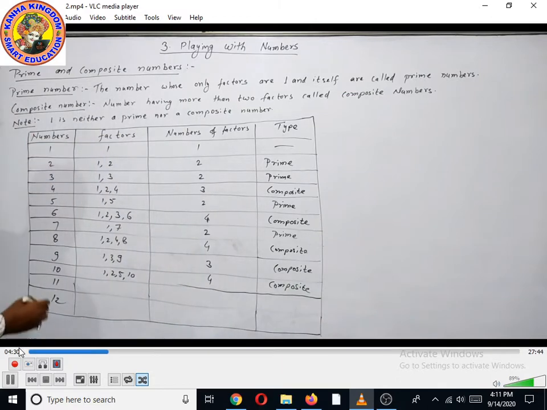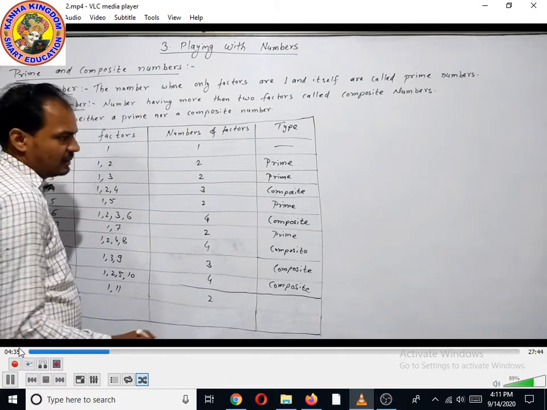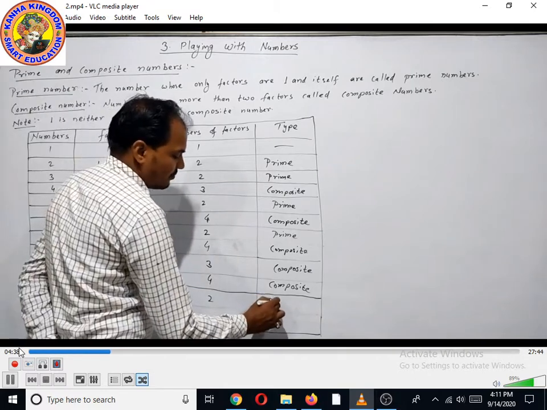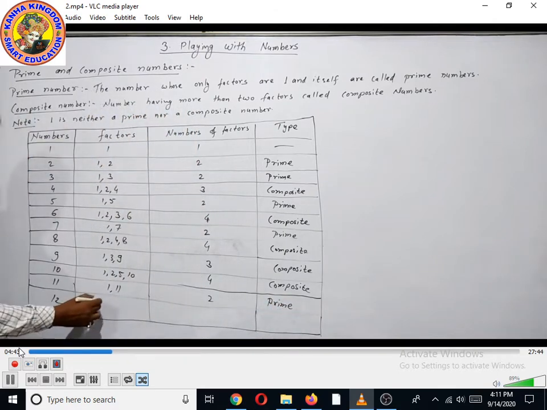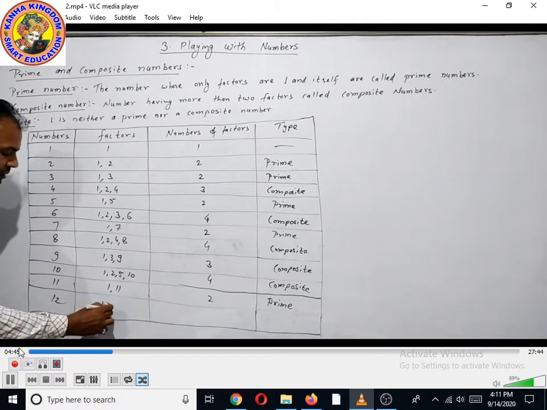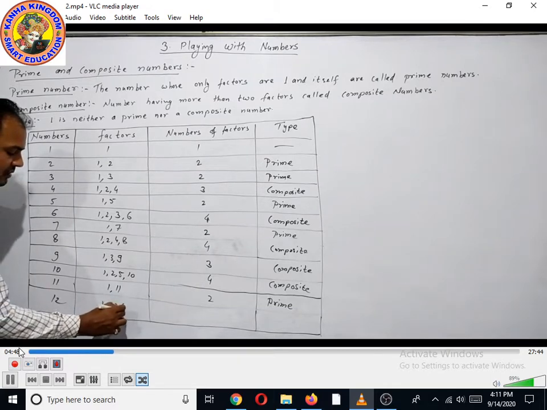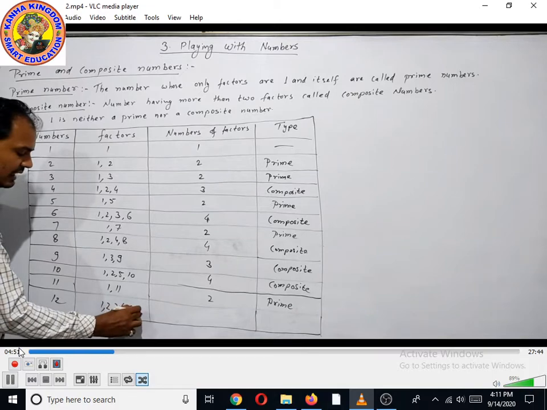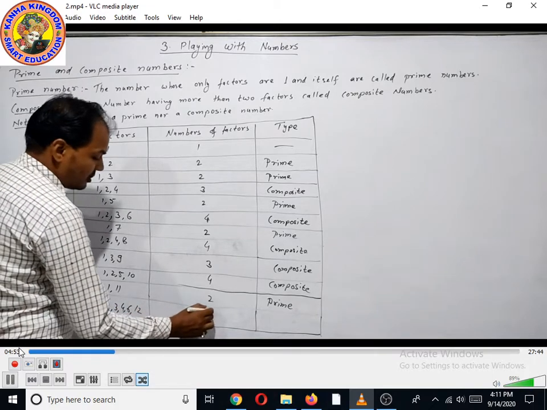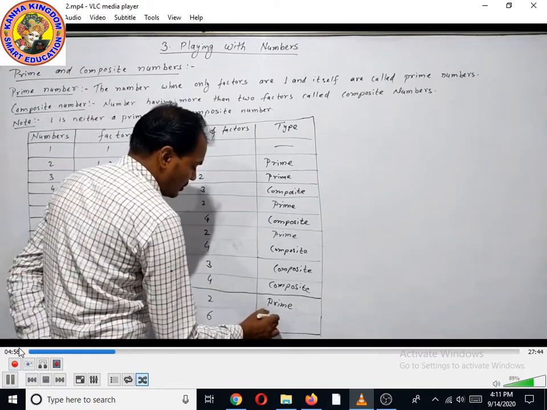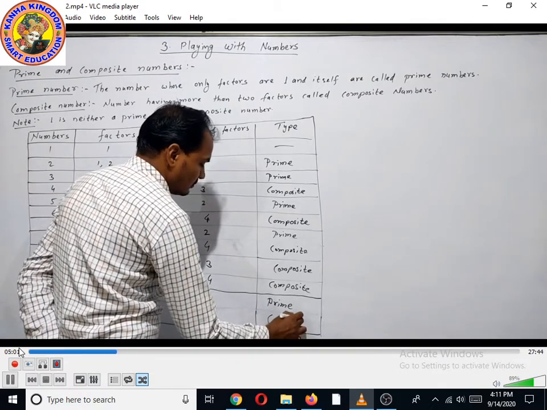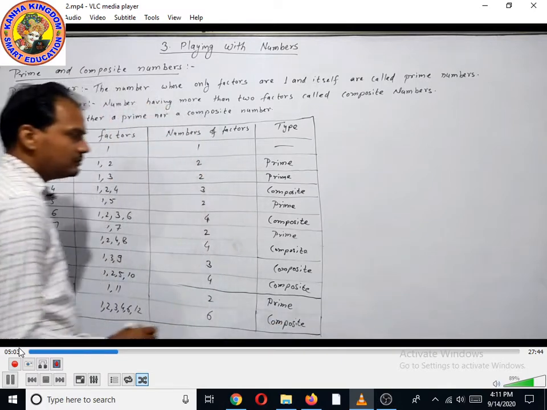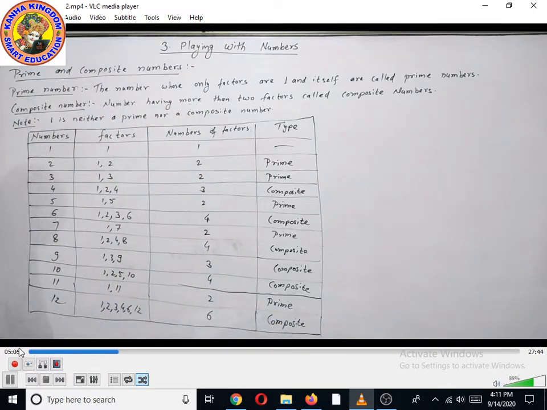11: 1 and 11. Only two factors. If only two factors, this is our prime number. 12: 1, 2, 3, 4, 6 and 12. Total 6 factors. This is our composite number.